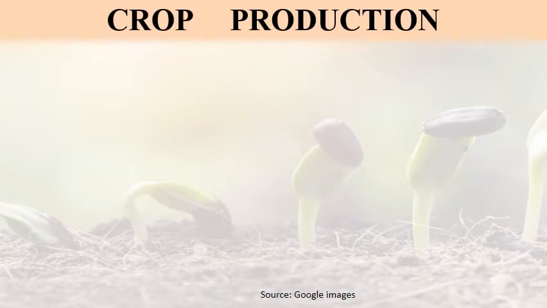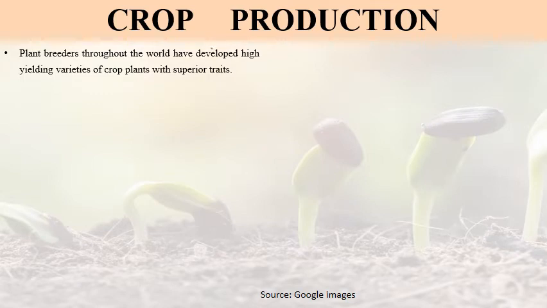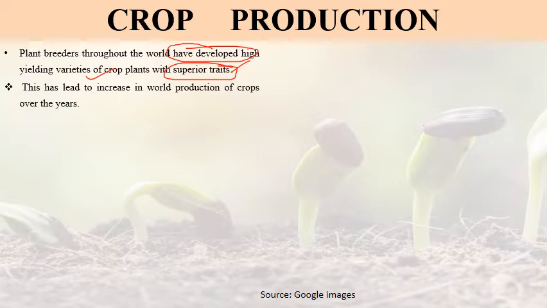Next is crop production. As we know, our increasing population is one of the biggest challenges that we are facing. So our plant breeders are working very hard to produce certain high-yielding varieties which are disease-resistant and are of superior traits. Plant breeders throughout the world have developed high-yielding varieties of crop plants with superior traits so that we can get maximum yield. This has led to an increase in world production of crops over the years. As a result of this extensive research by various plant breeders, now we are able to produce a sufficient amount of crops.